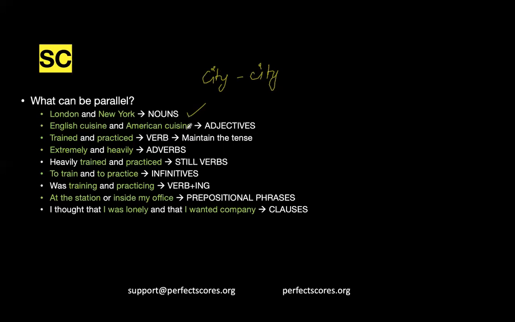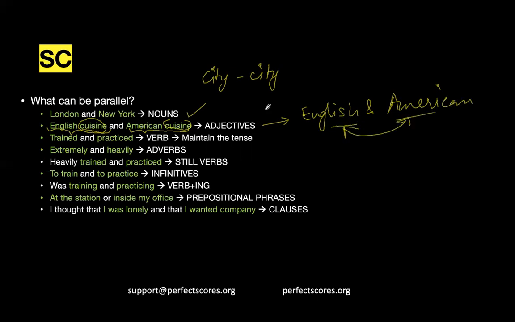It can also be there between adjectives. So in the second one, English cuisine and American cuisine. Well, actually, if you look at it, these are the adjectives, English and American, but they are both describing cuisine. Cuisine is a noun, but you can also write this entire phrase as English and American cuisines. So in that case, you're clearly comparing the adjectives. If you have English cuisine and American cuisine, again, you have to make sure that these adjectives are being compared. Basically, the meaning should be similar to each other, they should be parallel to each other.